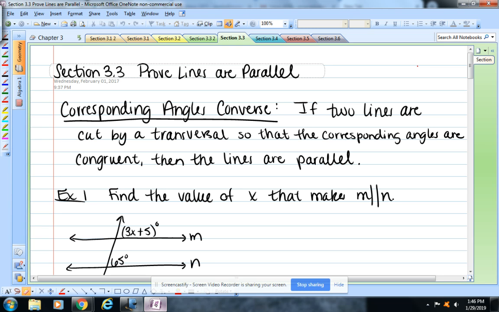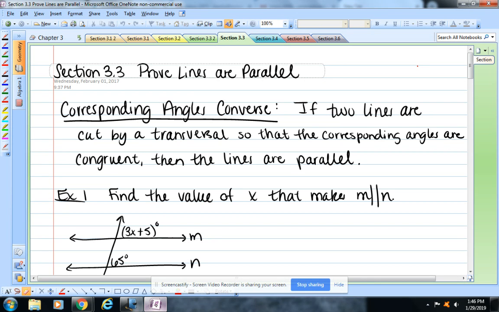About our angle pair relationships, we learned the corresponding angles postulate, the alternate interior angles theorem, the alternate exterior angles theorem, and the consecutive interior angles theorem. So those postulates and theorems told us that corresponding angles are always what? Congruent. Alternate interior angles are always congruent. Alternate exterior angles are always congruent.